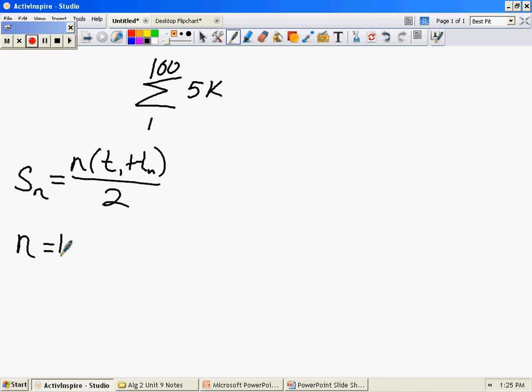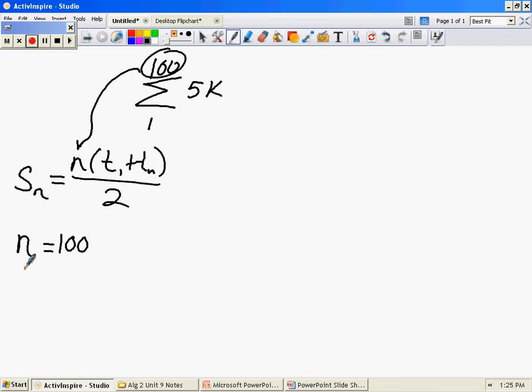So n is 100. When you have it in sigma notation, you can find n pretty easily. It's just the number that's on top of the sigma. That tells you how many terms there are, if it starts at 1, and that's the only kind we're going to look at. But let's go ahead and see if we can figure out what the first term is.